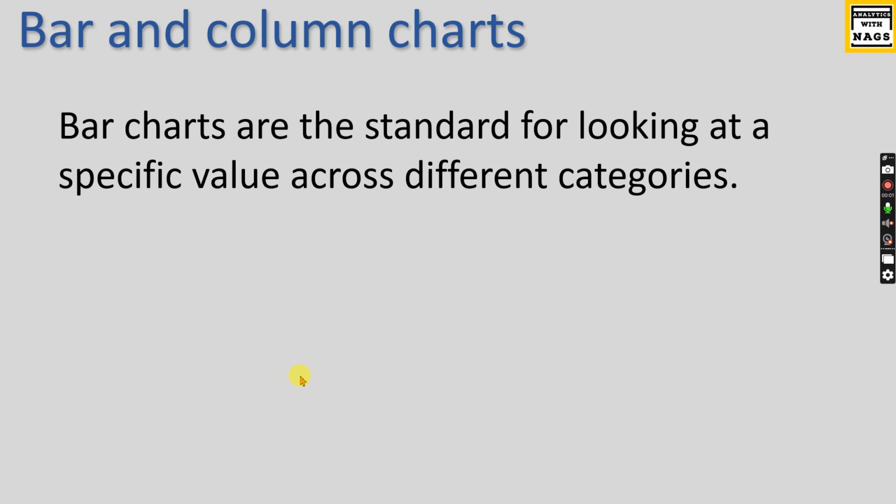In this section, we will see about bar and column charts as well as line charts. We'll start with bar and column charts. Bar charts are the standard for looking at a specific value across different categories.